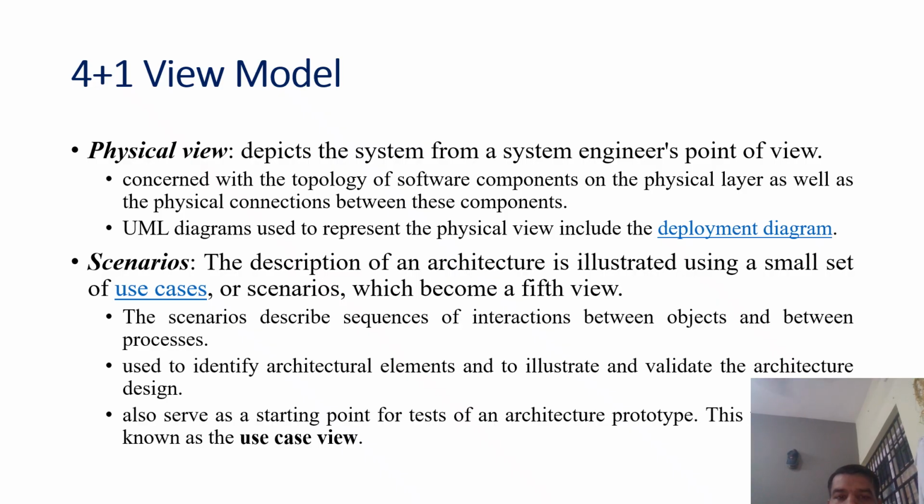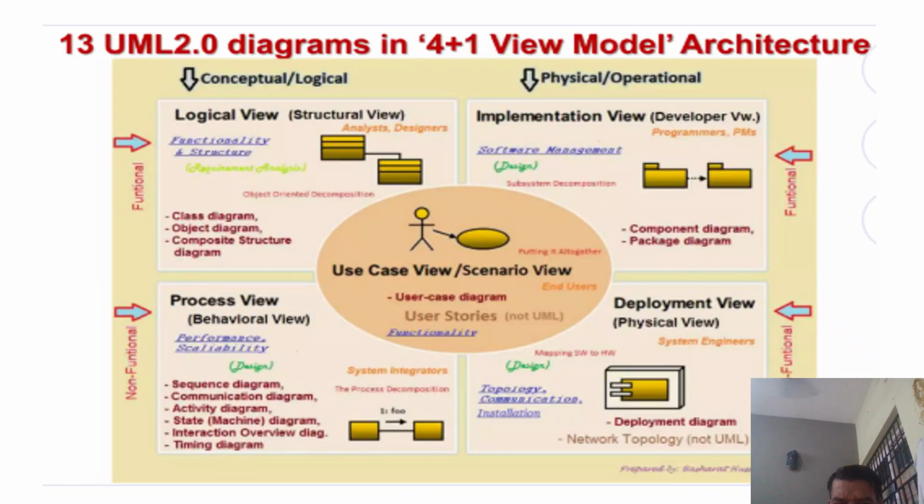Next one is the scenarios. The description of the architecture is illustrated using a small set of use cases, or scenarios, which become the fifth view. The scenarios describe the sequence of interactions between objects and between processes. It also serves as the starting point for testing your architecture prototype. This view is also known as the use case view.